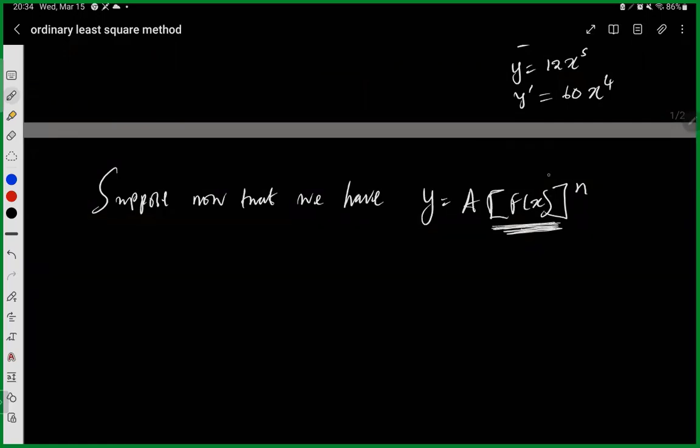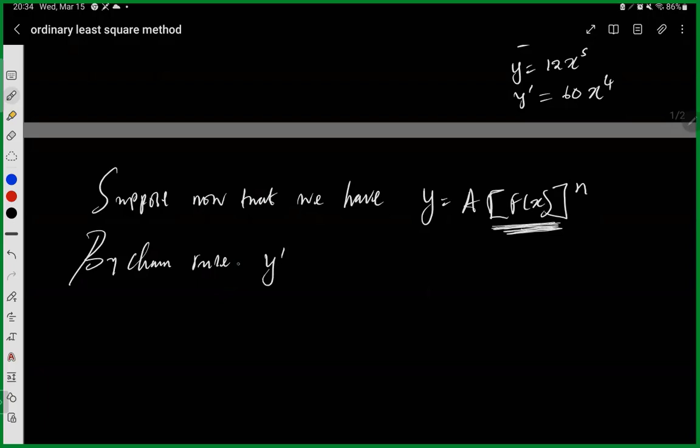Why chain rule? Because we have a chain in our case here. There's a function multiplied by a constant, and this very function is raised to a power. So we use the chain rule. So by chain rule, what we say, we go with the power rule first.